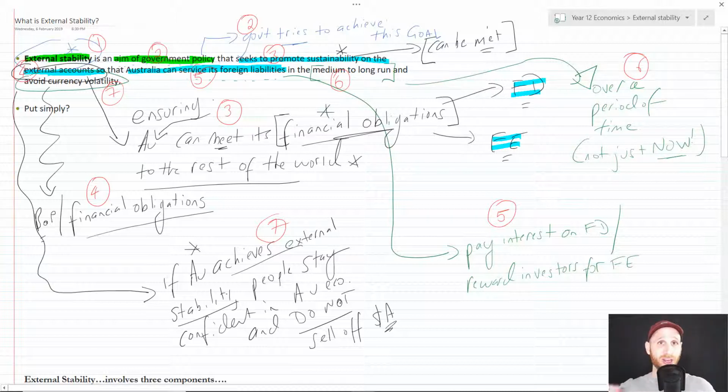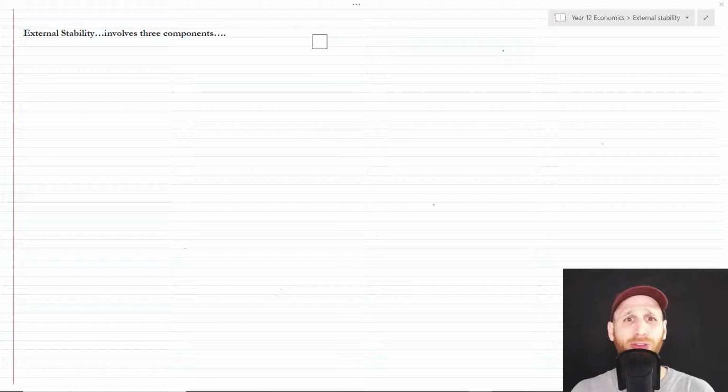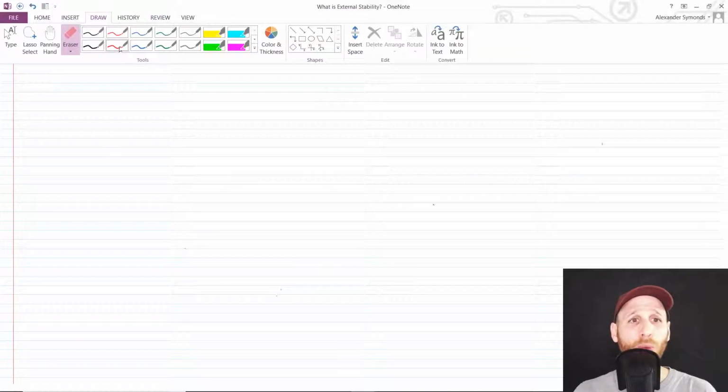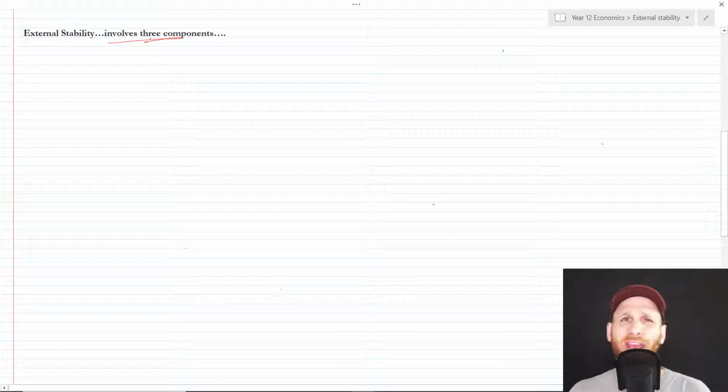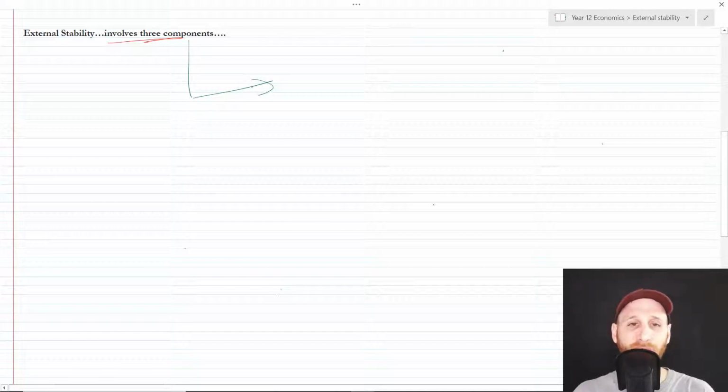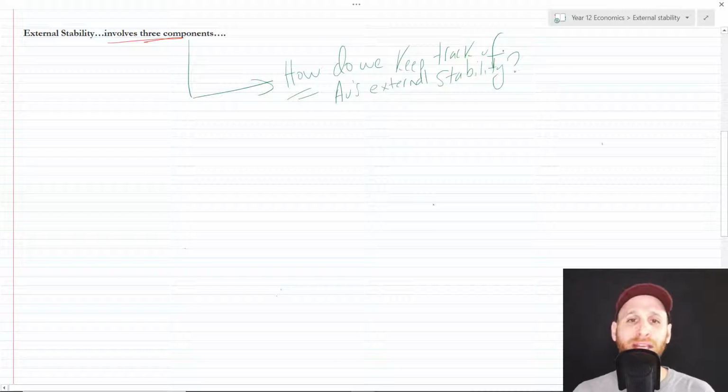And if you can have an idea about what this means, all of these are disparate and related elements, you will be well on your way to understanding external stability. Okay, so now we've got a better idea about what external stability even is. What we're going to have a look at now is, what does external stability actually involve? So what I'm looking at is, how do we keep track of Australia's external stability? How do we know whether Australia is externally stable or externally unstable?